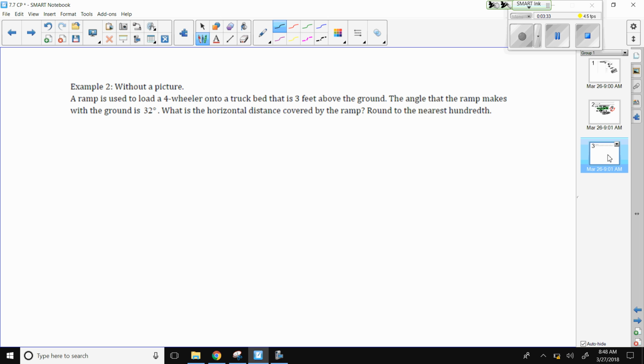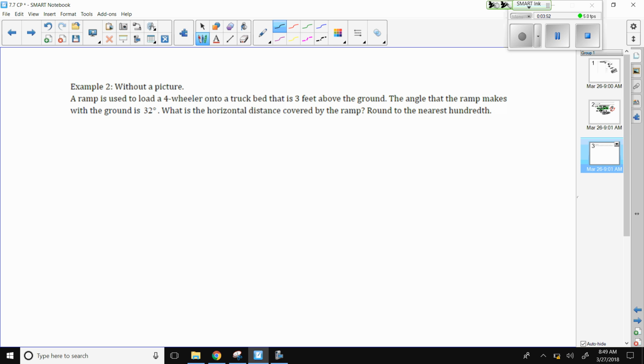A ramp is used to load a four-wheeler onto a truck bed that is 3 feet above the ground. The angle that the ramp makes with the ground is 32 degrees. What is the horizontal distance covered by the ramp? Round to the nearest hundredth.